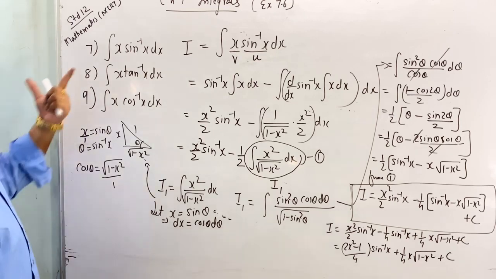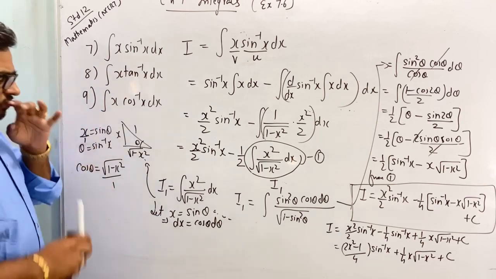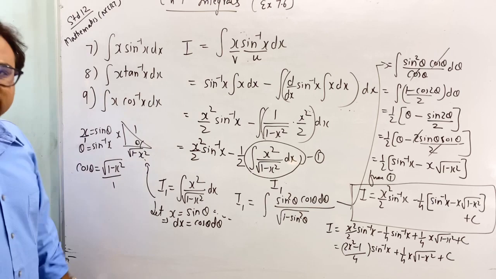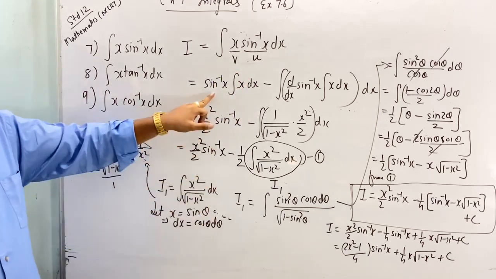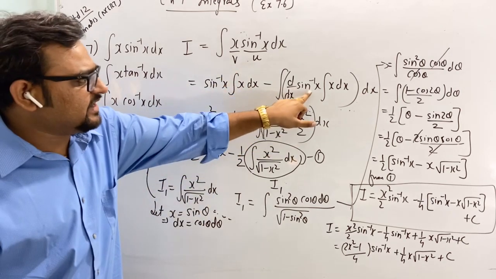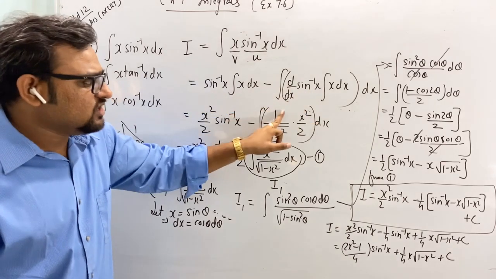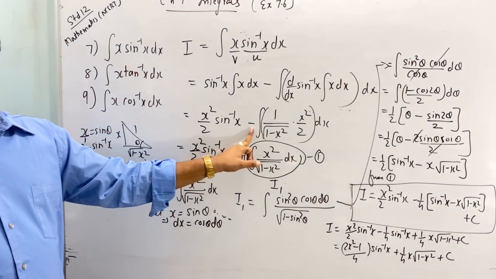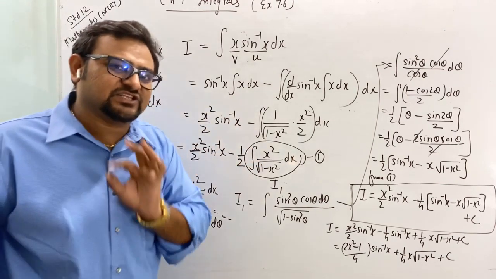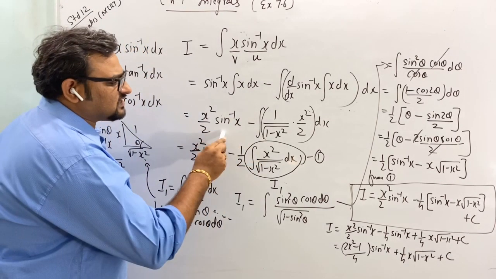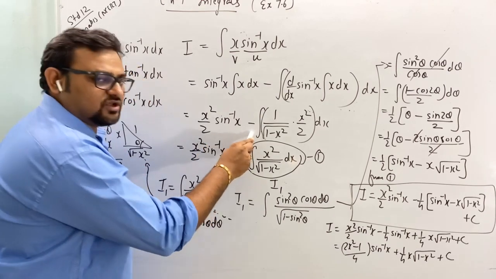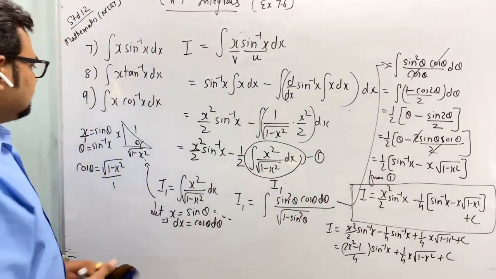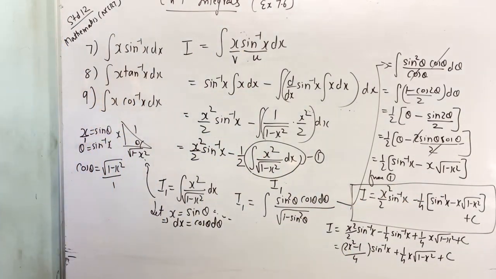Now I will solve the eighth one. When you take 9 cos inverse, it will be very similar to this sum. Here it will be cos inverse and here d by dx of cos inverse, so minus 1 upon root of 1 minus x square. So here it will be plus. Only this much change will be there. Here it will be cos inverse x and here it will be plus. Only the sign will be changing. Clear? So now let's move to question number 8.